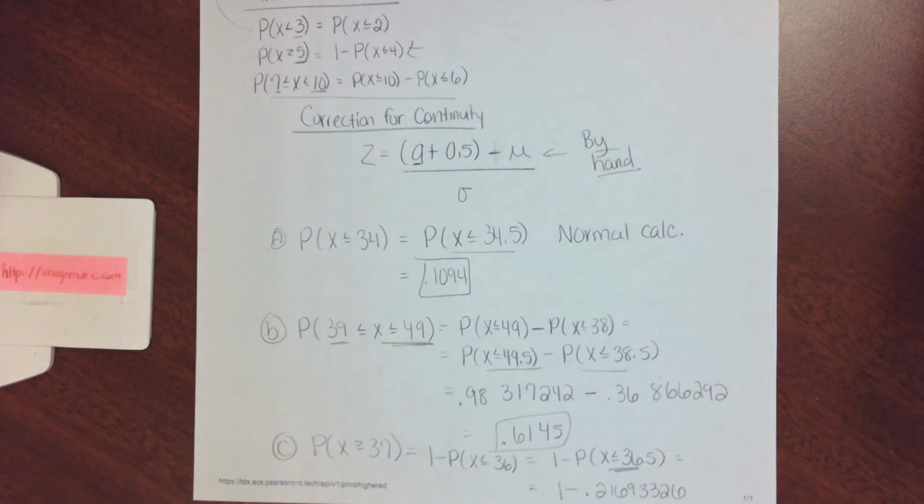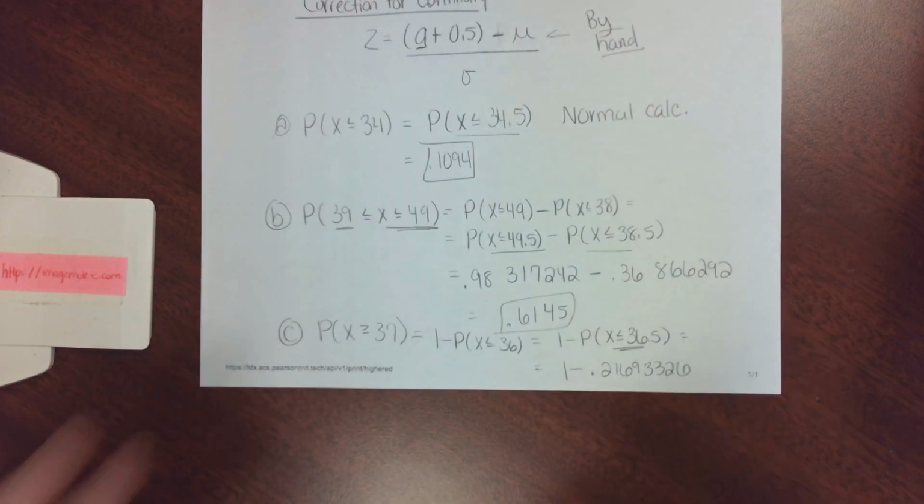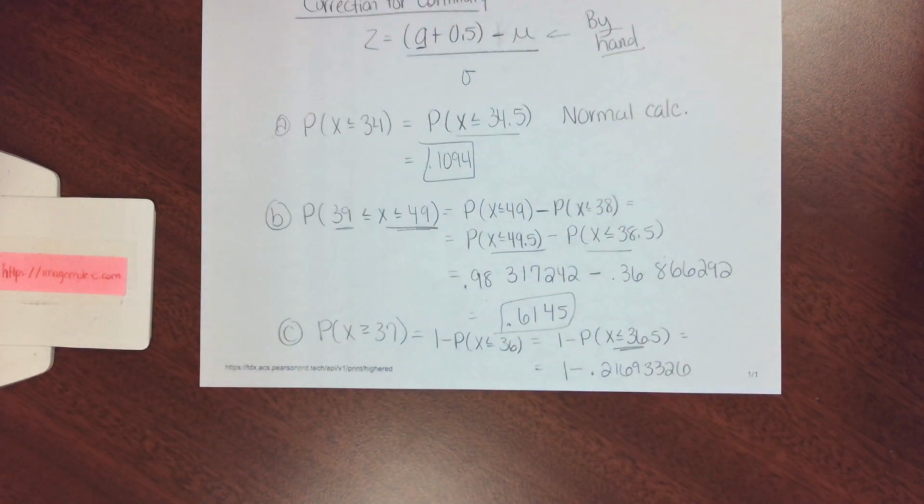And I'm going to go over to the calculator and I'm going to do 1 minus 0.2169, 3326, and I'm getting 0.7831.